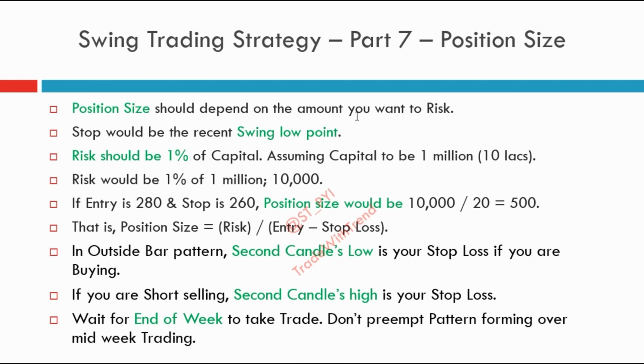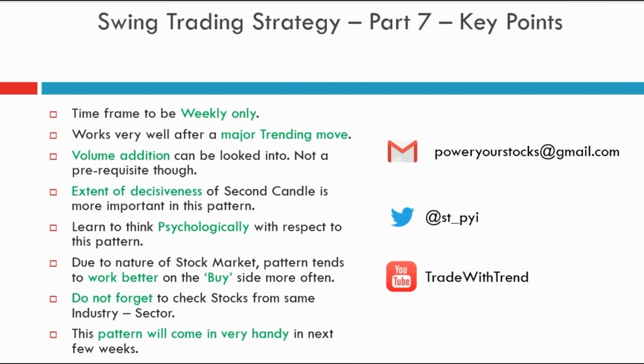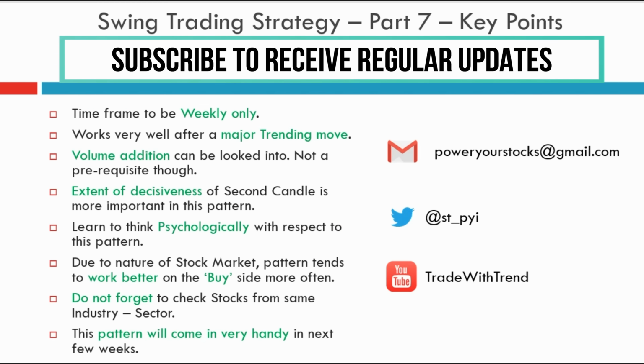In this particular outside bar pattern, your second candle is the most important one. If you're buying, the low point of that candle becomes your stop loss, whereas if you're short selling, the high point of that candle becomes your stop loss. One thing I want to add is wait for the end of the week to play out. Don't take a trade assuming that this pattern is forming at midweek. Please don't preempt, because sometimes the mistakes are really costly. Just be patient and wait. As it is, you intend to capture the next 20-30% of the move, so getting in 1% or 2% early would make a difference.